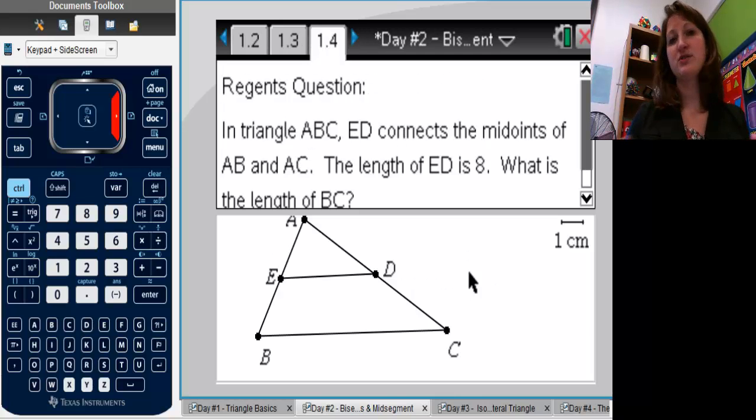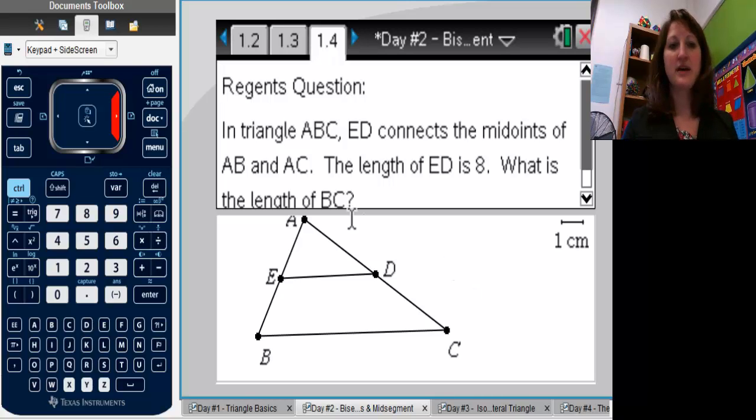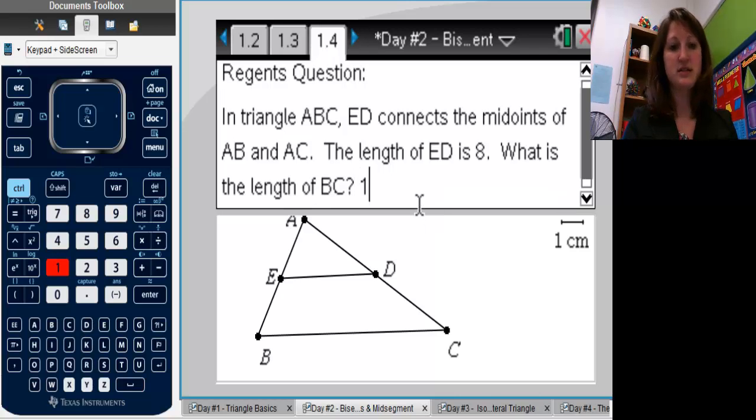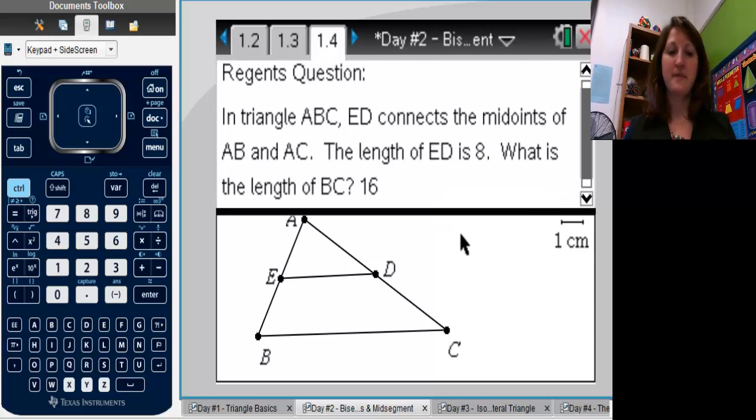Alright, a regions question, just so that you can see how they could ask this on a problem. In triangle ABC, ED connects the midpoints of AB and AC. The length of ED is 8. What is the length of BC? Well, if ED is 8, BC would be 16. So 16 would be the length.